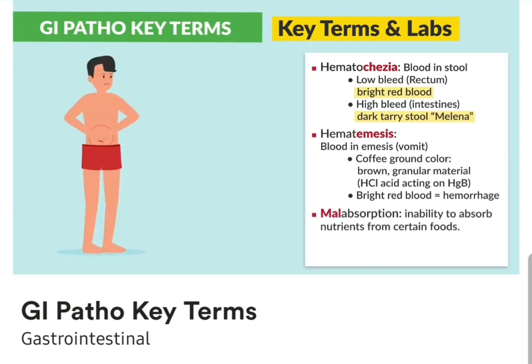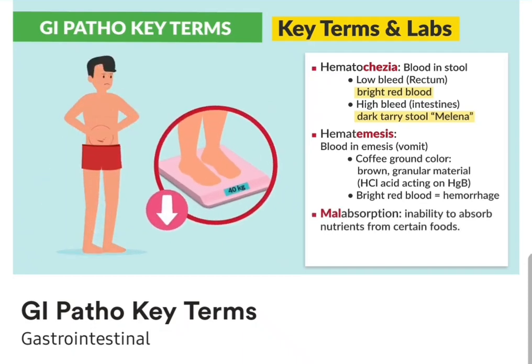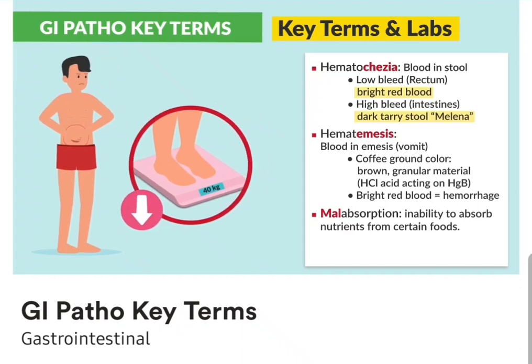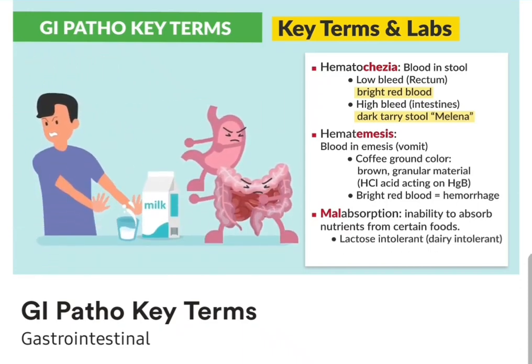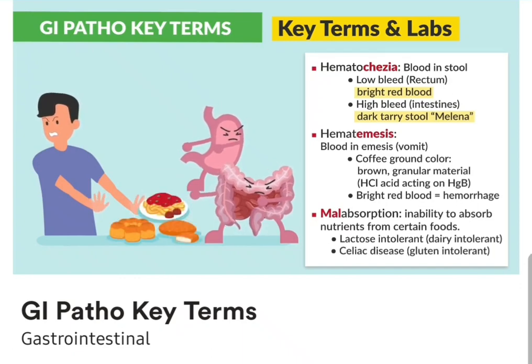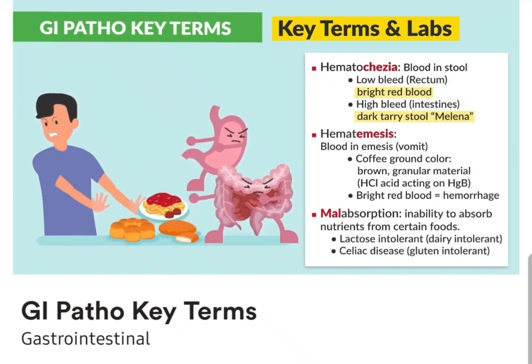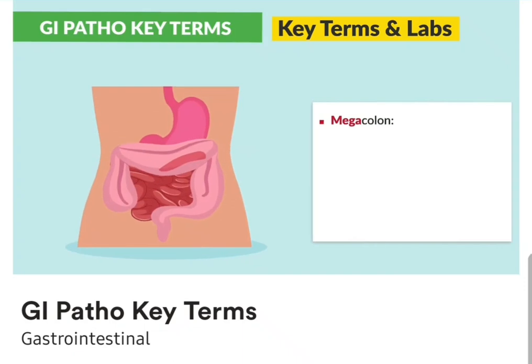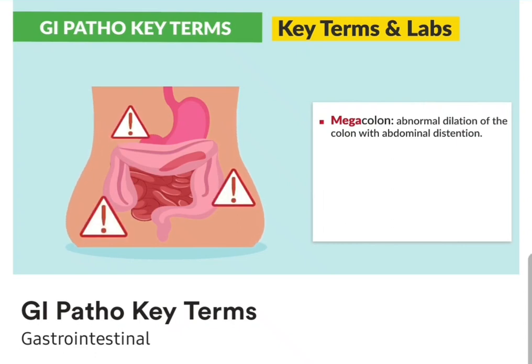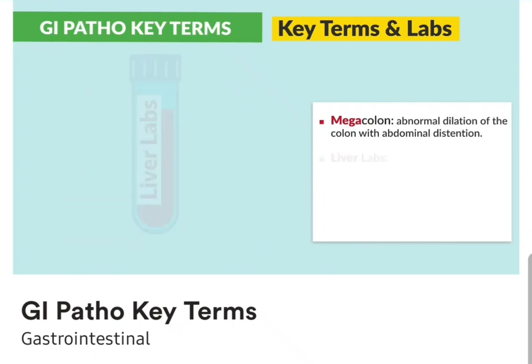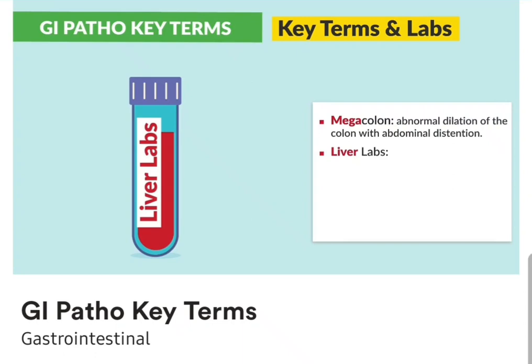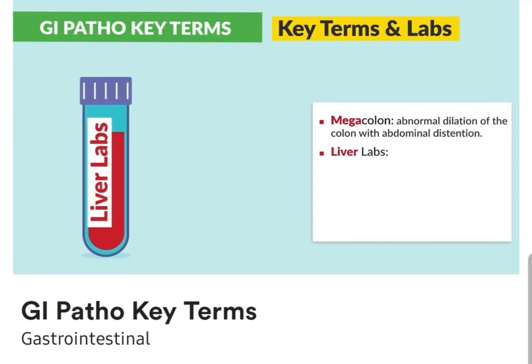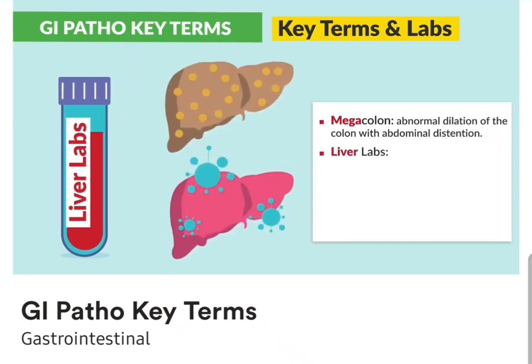Now next we have malabsorption, the inability to absorb nutrients from certain foods. For example, this is lactose intolerant clients with a dairy intolerance, or celiac disease who are gluten intolerant. Next is megacolon, the abnormal dilation of the colon with abdominal distension. Very, very painful. Next is liver labs, very important for clients with liver disease like cirrhosis and hepatitis.